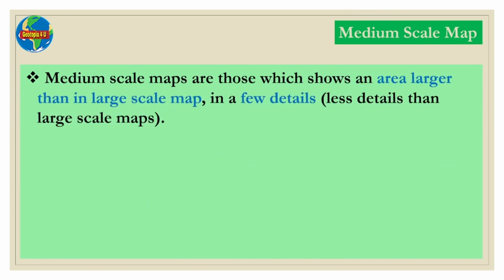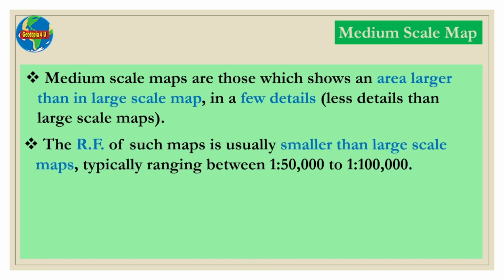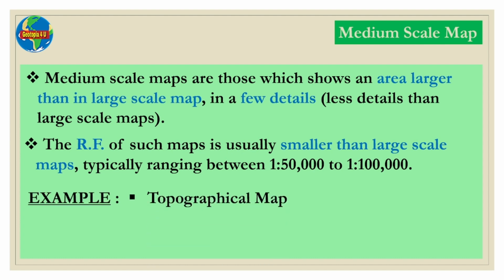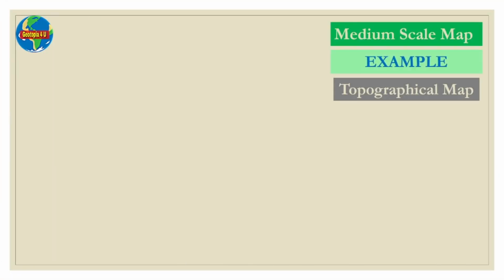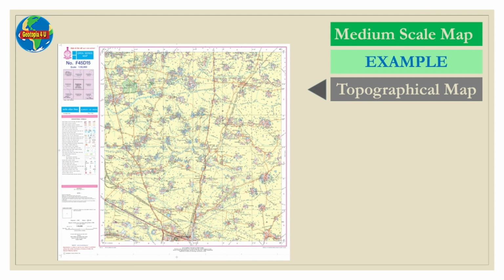Medium-scale map. Medium-scale maps are those which show an area larger than in a large-scale map, with a few details, but less details than small-scale maps. The RF of such maps is usually smaller than large-scale maps, typically ranging between 1:50,000 to 1:100,000. Example, topographical map, building plans. On your screen is a topographical map, which is an example of a medium-scale map.